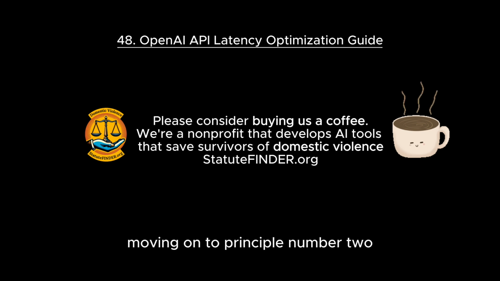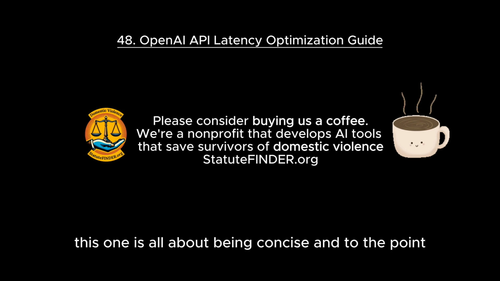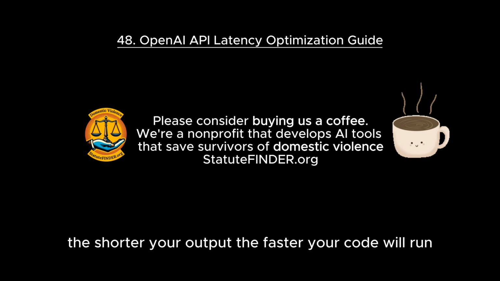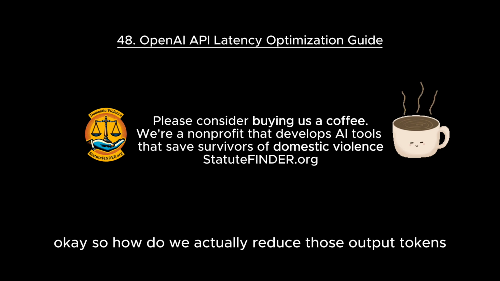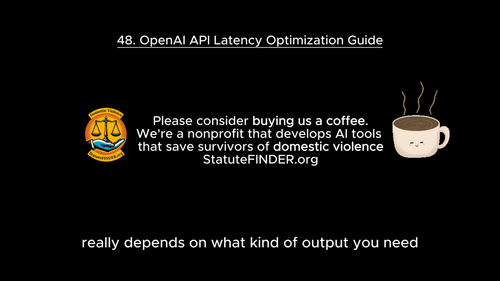Okay, moving on to principle number 2, generate fewer tokens. So I'm thinking this one is all about being concise and to the point, right? Yeah, absolutely. The shorter your output, the faster your code will run. It's a simple idea, but it makes a big difference. Okay, so how do we actually reduce those output tokens? Is it just about writing shorter responses? It's a little more than that. There are a few strategies, and the best one really depends on what kind of output you need.